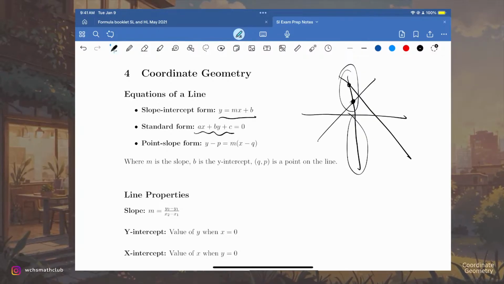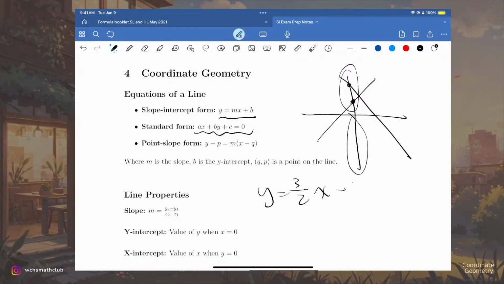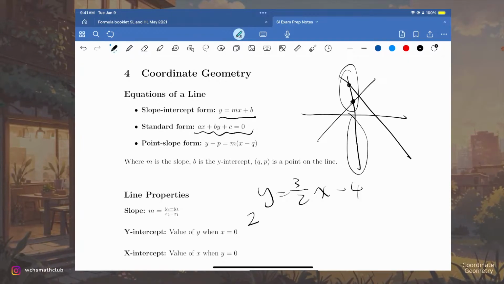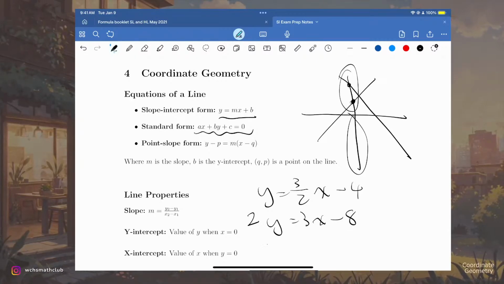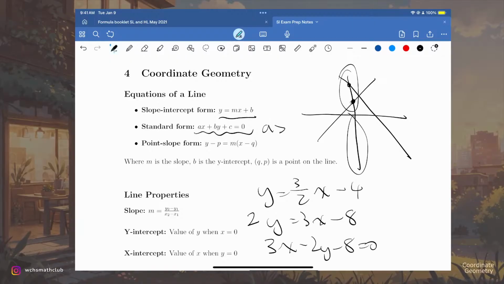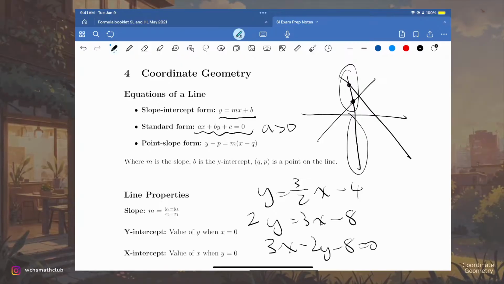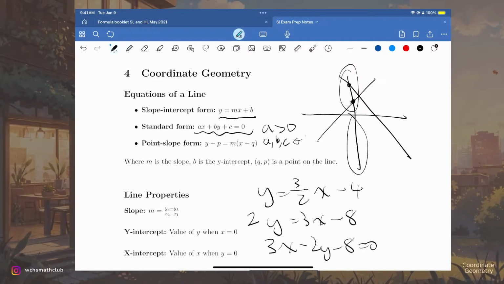Standard form is like the really bad form that they force you to convert your answer into afterward. So for example, if we have y equals 3 over 2 x minus 4, we want to make all of these into integers first, so we multiply both sides by 2 to get 2y equals 3x minus 8. And we move everything to one side. You get 3x minus 2y minus 8 equals 0. And usually on tests, they will specify a is greater than 0, so that there are not two possible answers. Like here, you can have negative 3x plus 2y plus 8 equals 0 as an answer as well. And usually they will specify a, b, and c are integers.